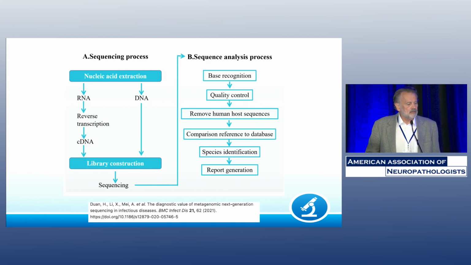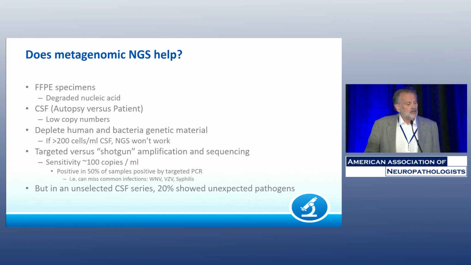The process is pretty straightforward and simple, and I'm sure you're all familiar with it. You just simply extract all the nucleic acid from the specimen, create a library of that, do some informatics analysis with base recognition, quality control. It's important to remove all sort of human host sequences and then just compare it against the database and identify the species. So in theory, it sounds like there's no need for a neuropathologist at all. Just simply send the nucleic acid. The problem is it doesn't work out that simple. I've had almost no success with sending out specimens for metagenomic next-gen sequencing.